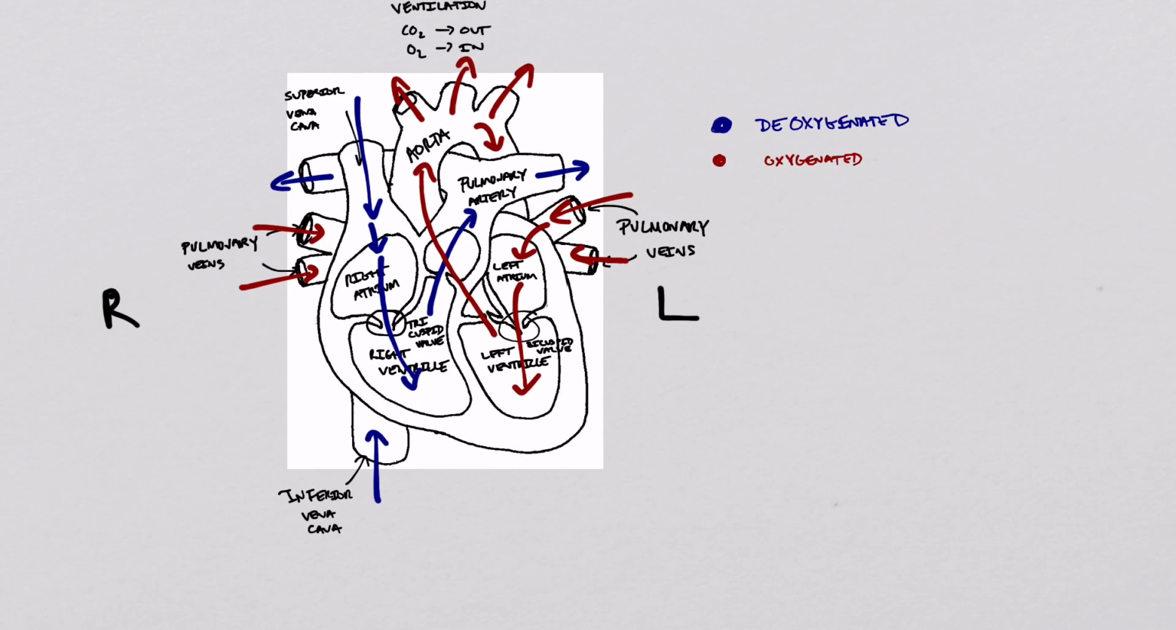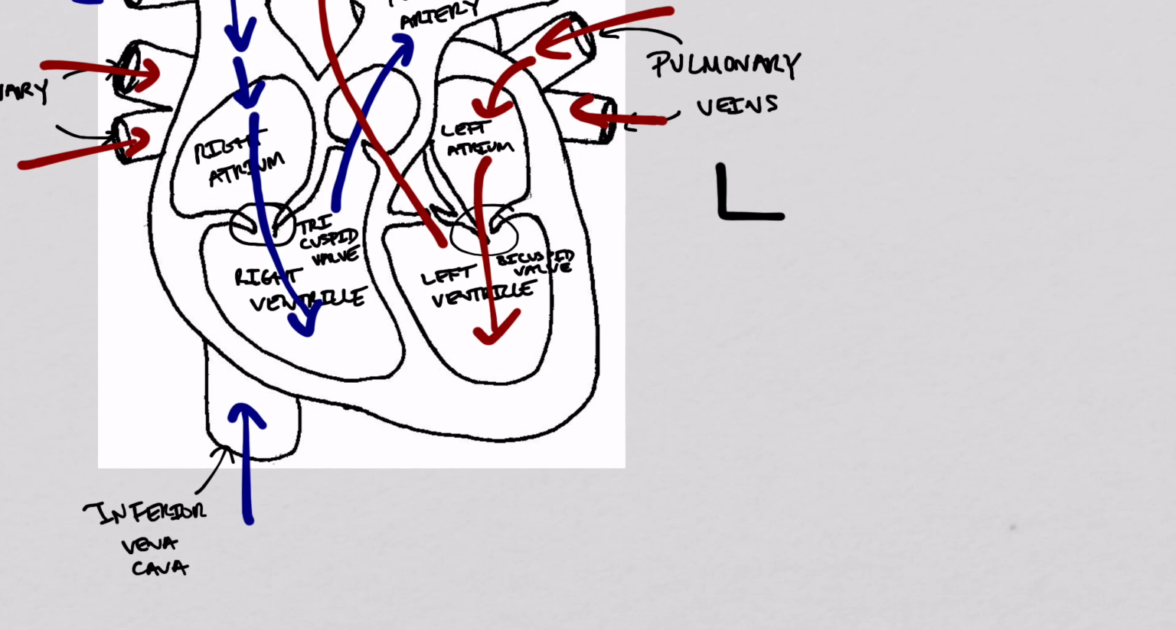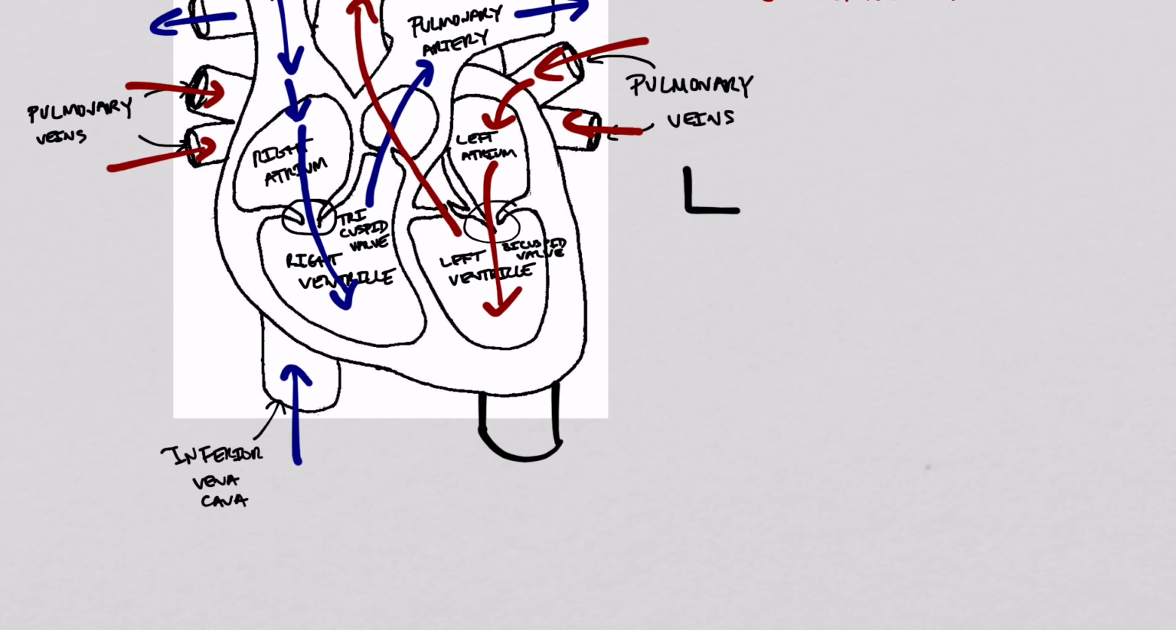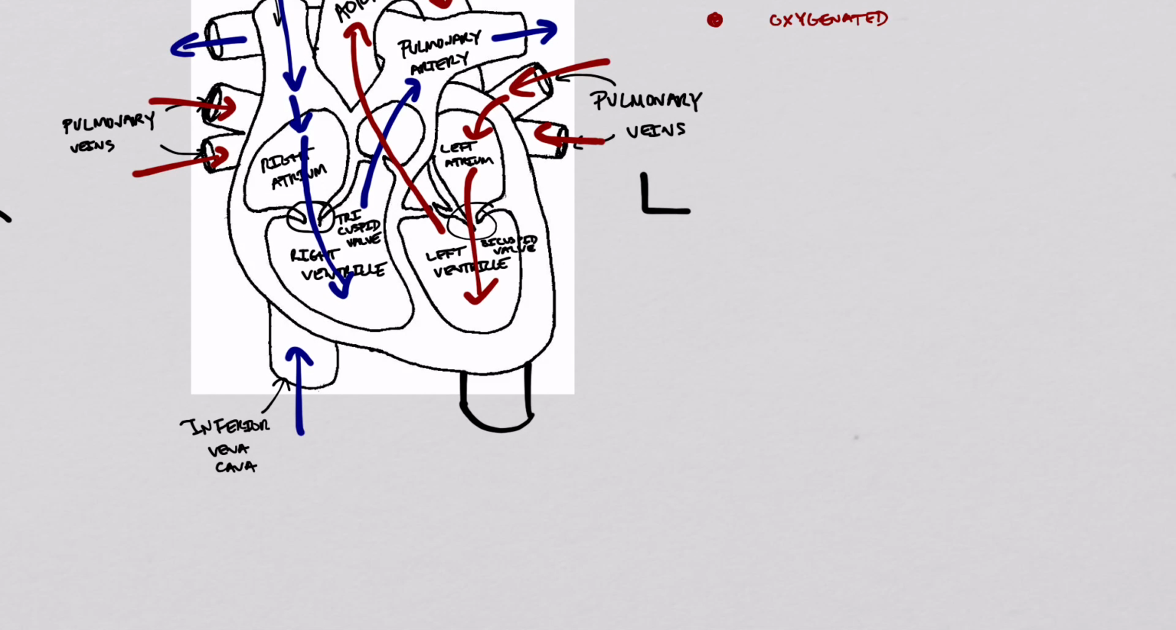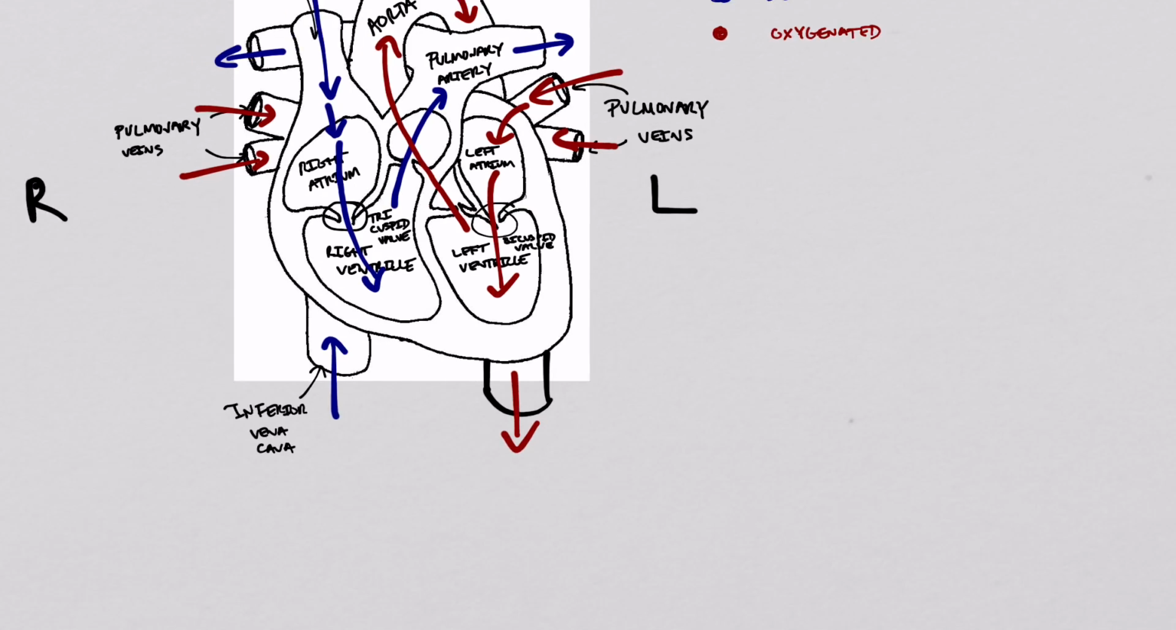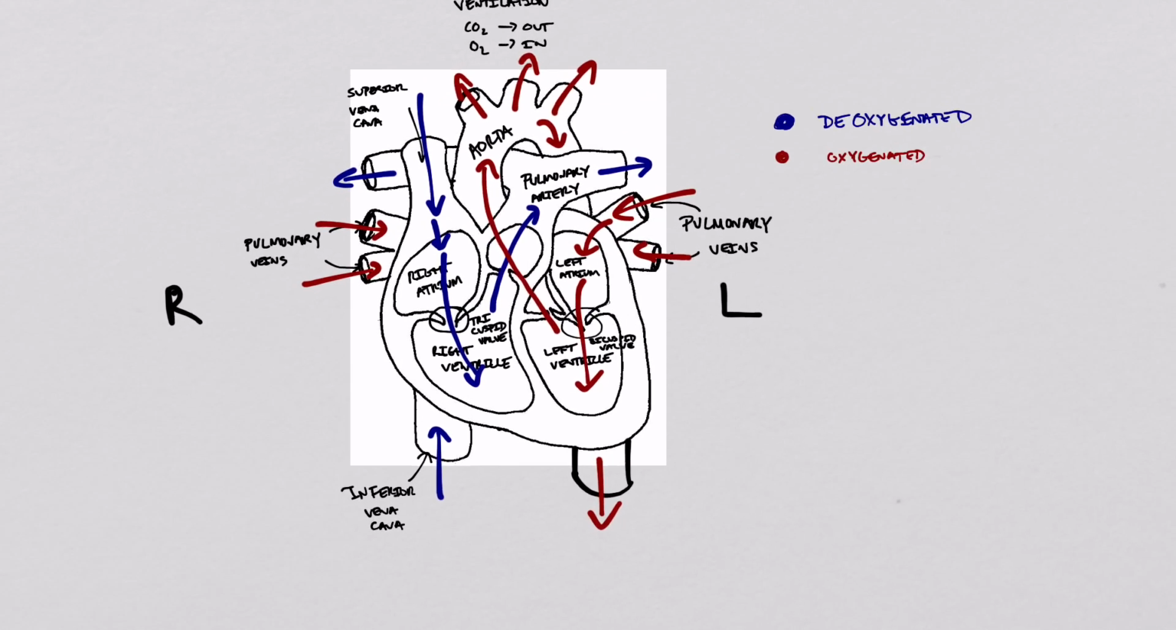And it's not drawn in here, but you can actually draw on the bottom of your heart a little section right here. And this is part of the aorta, and you'll actually have blood descending here out to, for example, your legs and your lower section of your body. Okay, so this is how blood flows through the heart.